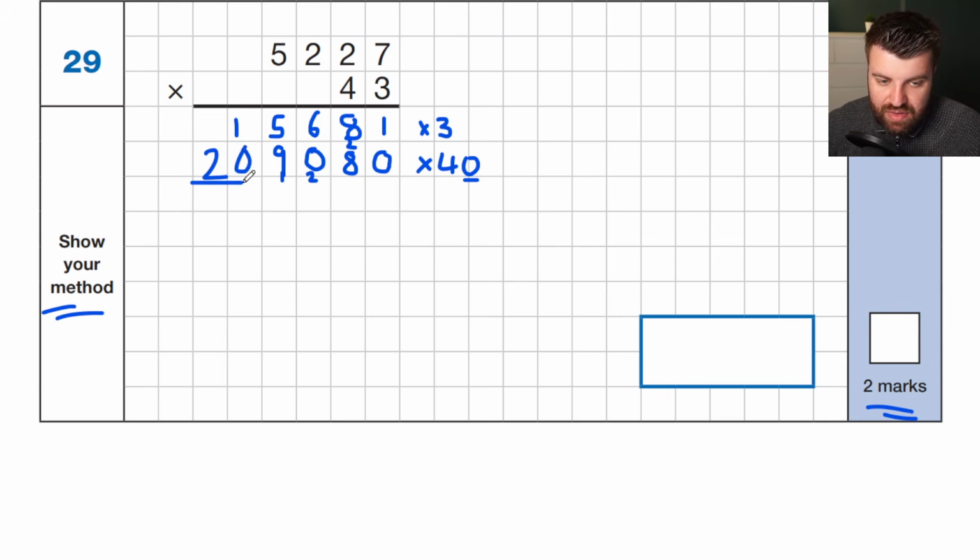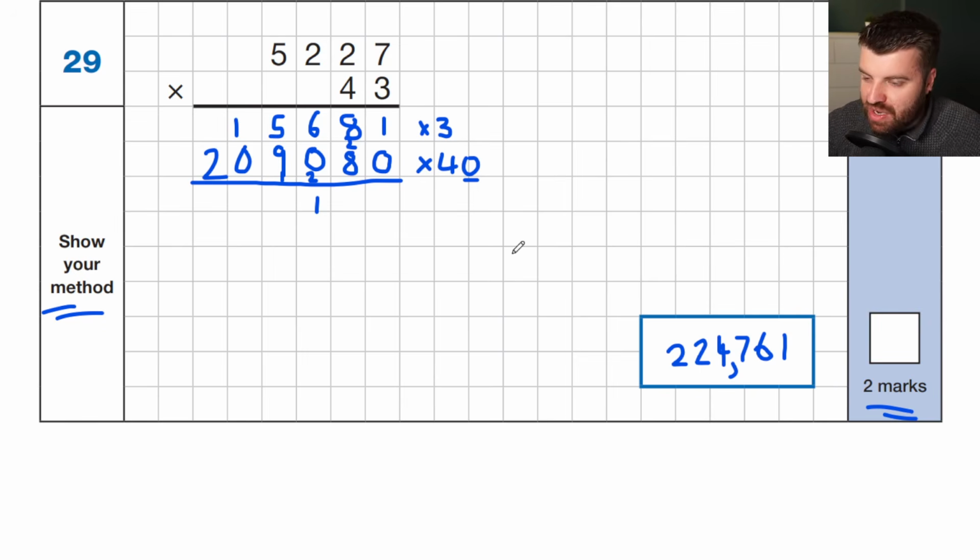Now again, I would recommend finishing off your question here. I'm going to put it straight into my answers. 1 in the ones column, 16 in the tens, exchange over. 7, therefore, in the hundreds. We have 14 over here, exchange over, comes 2 in the 10,000s column, and then we have 2 left over here. 224,761. My goodness me, a huge answer.